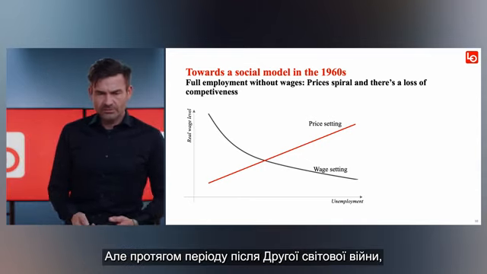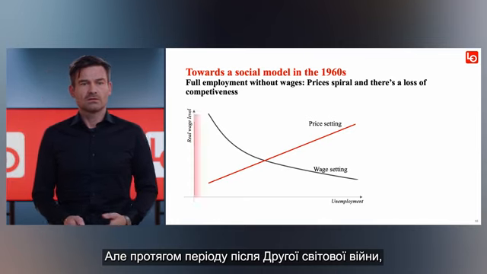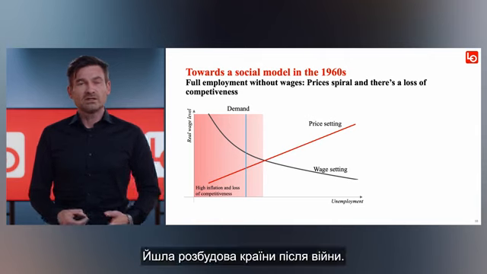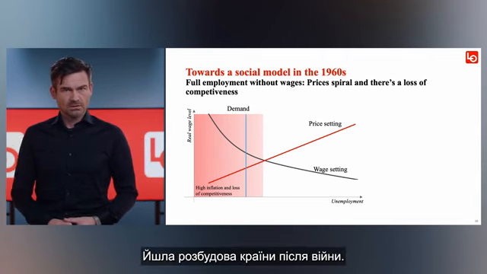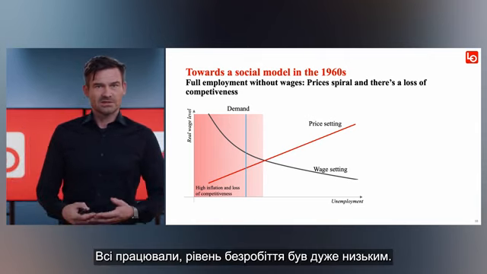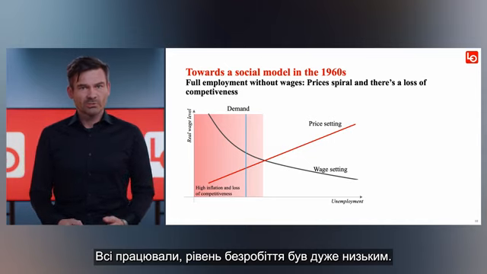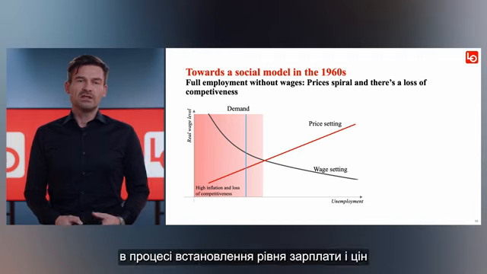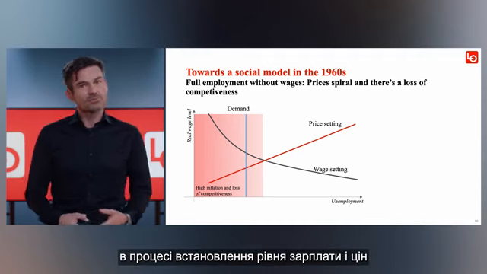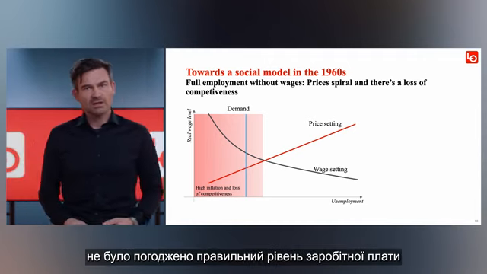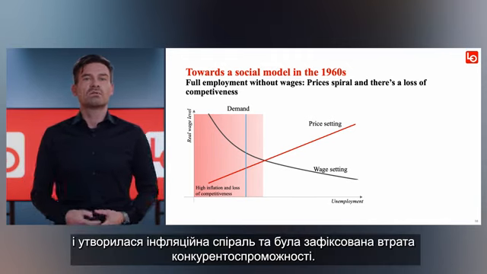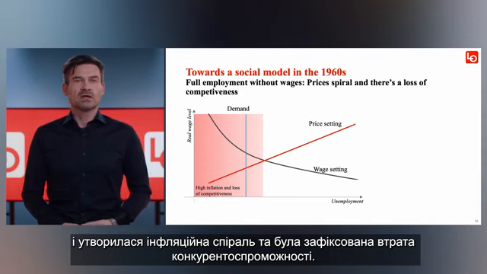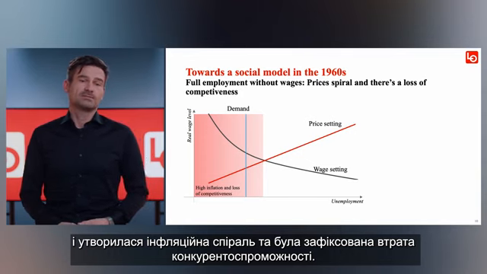But during the period after World War II, we had very high demand building the country after the war. Everybody was in work, unemployment was very low, and as you can see from this figure, that means that the wage setters and the price setters did not agree on the correct level of wages, and we had wage spirals, wage-price spirals, and loss of competitiveness.